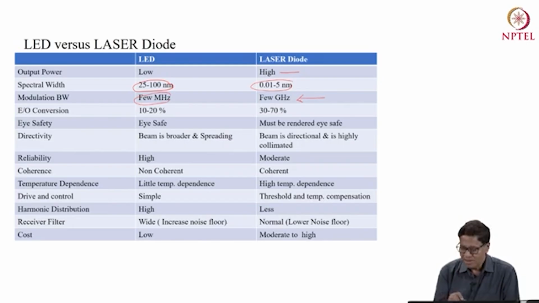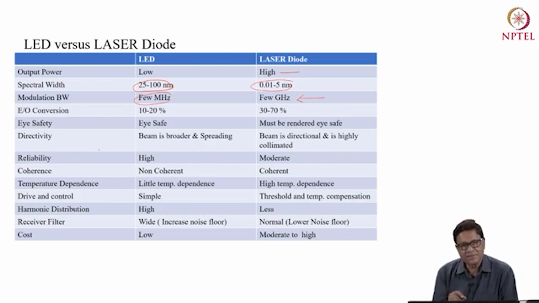a laser diode should be made eye safe because if the power is high, then it might damage the eye. So depending upon the exposure time, the wavelength and the power, some eye safety levels are defined. So the laser power, if you are operating in an environment where human beings are present, has to be controlled, and it has to be within those safety limits. So it must be rendered eye safe. The directivity of the beam is broader and spreading because an LED is a Lambertian source.